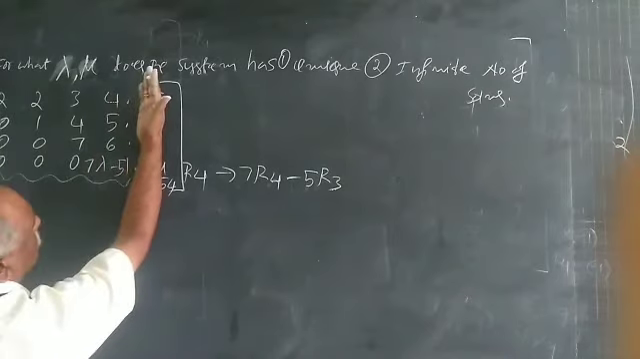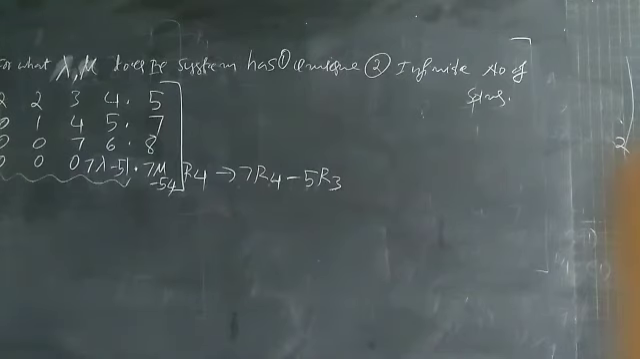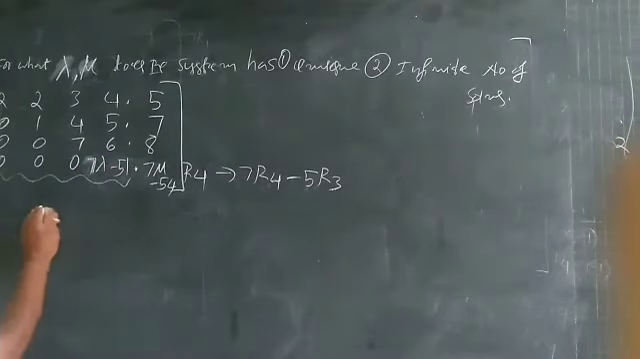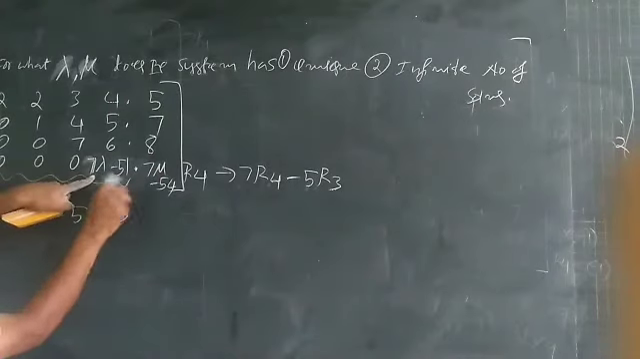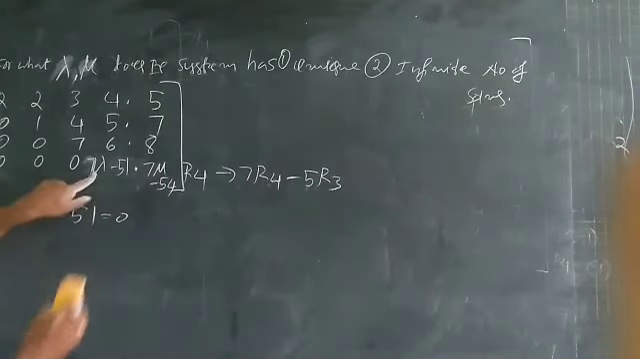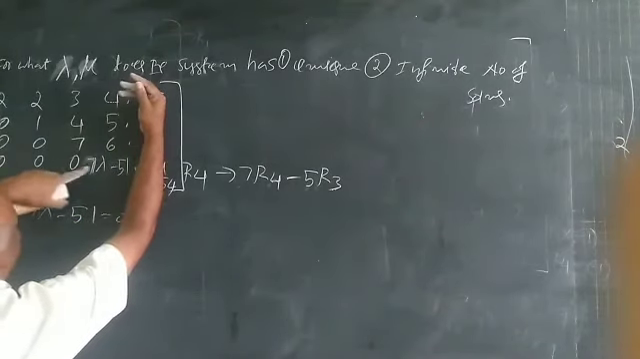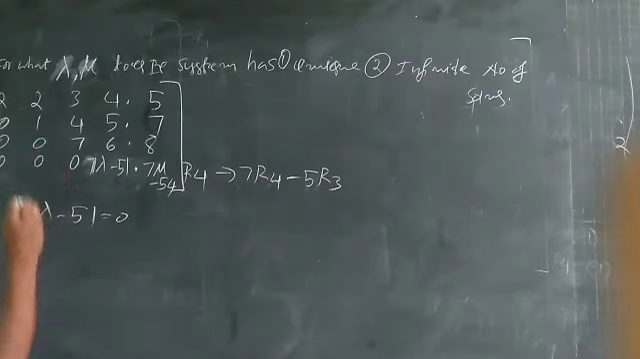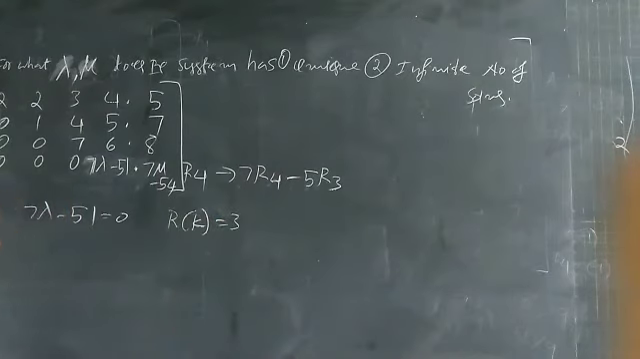If I exclude this last column, then it will be the coefficient matrix. Now, assume that 7 lambda minus 51 is equal to 0. Suppose in this place the value is 0, now what is the rank? 0, 0, 0, 0. This is also 0. So therefore the rank will be only 3. Rank of coefficient matrix A will be 3 only.